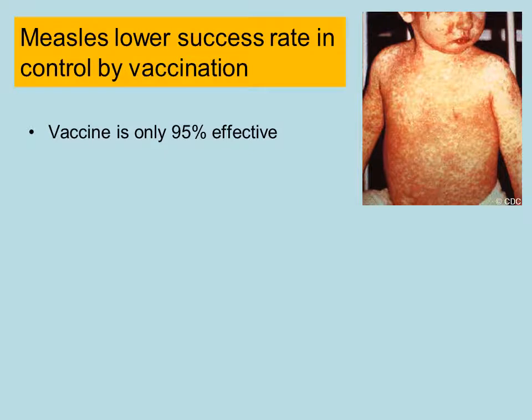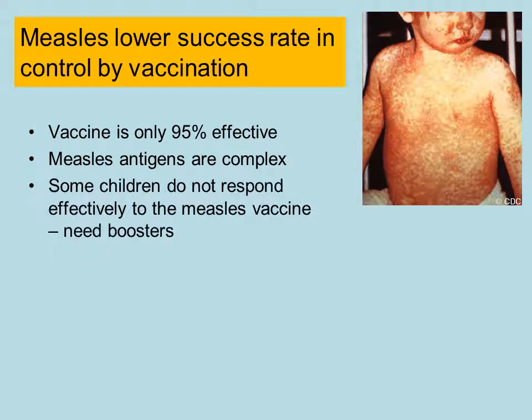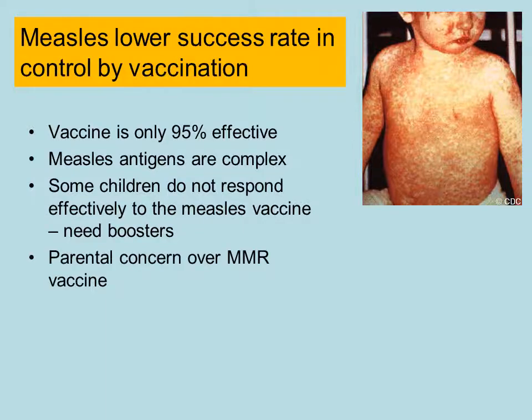It's only 95% effective, and we have complicated antigens, so that's why the vaccine isn't always 100% effective. Some people don't even respond to the vaccination in the first place, so you need extra boosters. So some people do get the disease and keep getting the disease, which suggests that it's not a simple disease in itself. A lot of people didn't want to have their children vaccinated with the MMR.